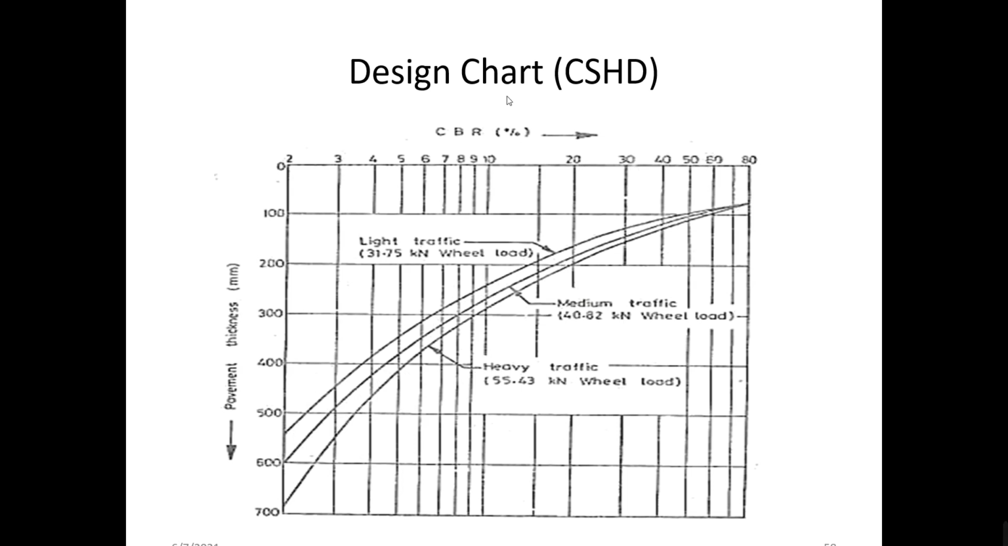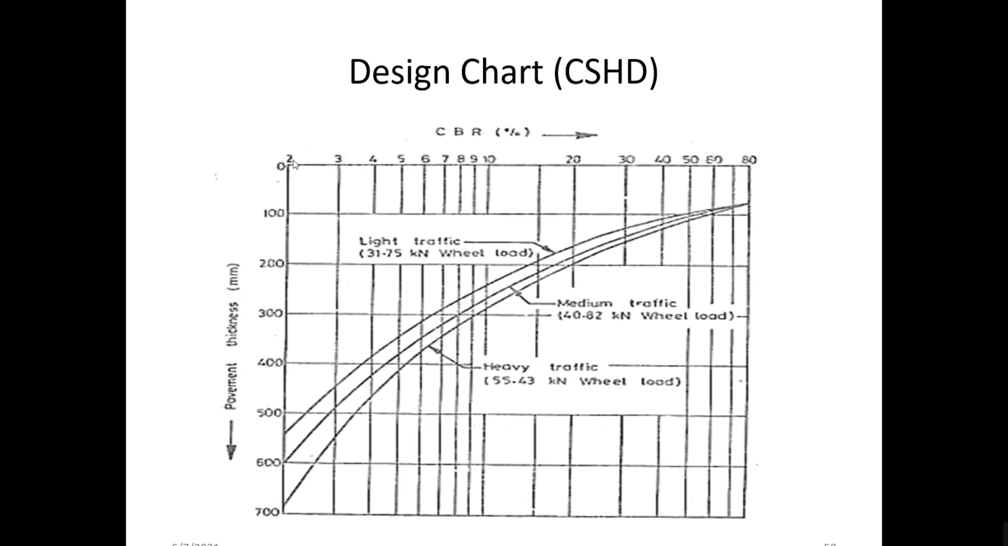Within the range of 12%. Along the negative axis you have the pavement thickness, and along the positive x-axis we have the CBR in terms of percentage. Based on the different traffic conditions, by knowing the value of the CBR in percentage, we can easily find the thickness. For example, say the soil has a CBR of 3% for a light traffic condition. What is the pavement thickness?